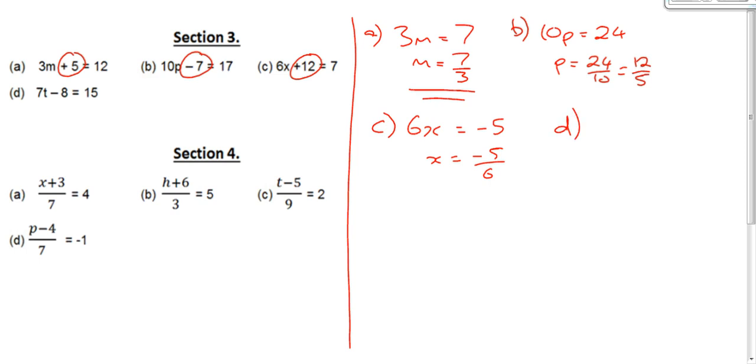Question D. We've got this one here. So step 1. Get rid of the minus 8. The way we get rid of minus 8 is we add 8. So 15 plus 8 is 23. And then we need to divide by 7, so we've got t equals 23 over 7, and that's our final answer.